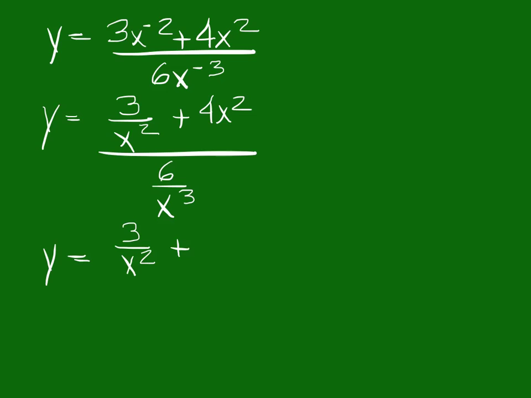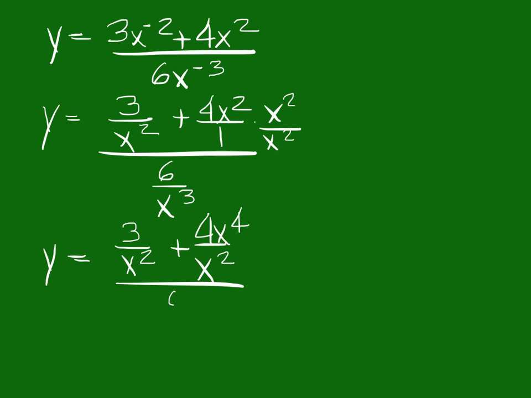But the 4x squared, to get an x squared on the bottom, you would multiply by x squared, but you must multiply the top as well by x squared. And that's why it becomes 4x to the fourth, because here we've multiplied the top and the bottom by x squared to get a common denominator of x squared on the bottom. And then on the bottom you have 6 over x to the third.